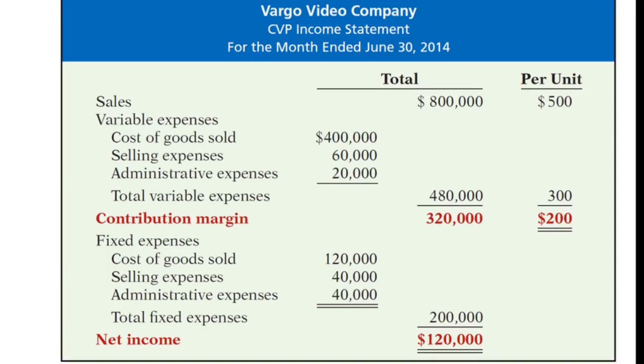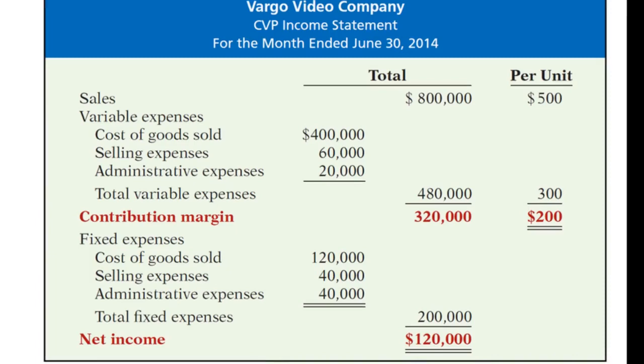And here's an example, Vargo Video, with the same number of sales, $800,000. But now I know the variable cost of goods sold was $400,000, the variable selling expenses were $60,000, and administration is $20,000. So the total variable costs of making sales of $800,000 is $480,000. The fixed costs down below: cost of goods sold $120,000, selling $40,000, administration $40,000. The total fixed is $200,000. My net income is the difference.